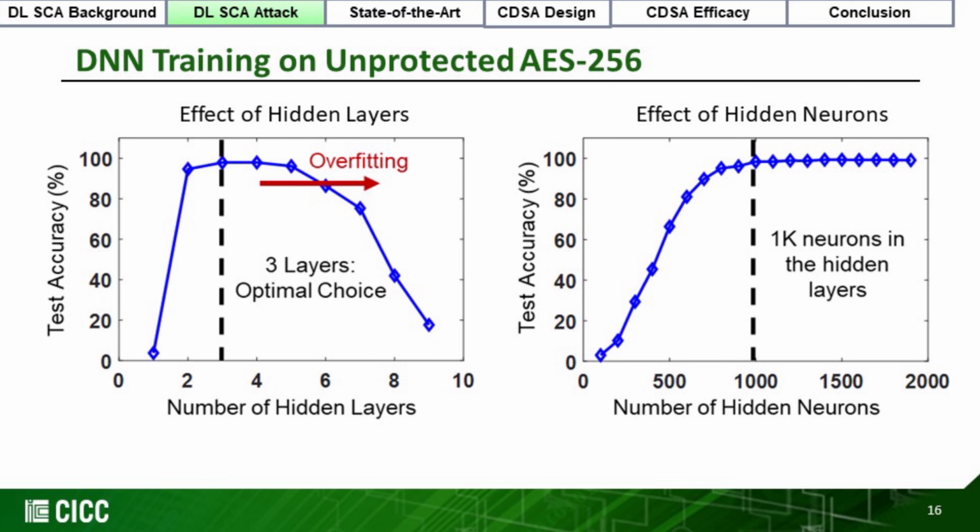The effect of hyperparameters, the number of hidden layers and the number of hidden neurons per layer, is shown here. We see that as the number of hidden layers is increased beyond 3, the DNN starts overfitting to the training data and hence the test accuracy reduces. Also, 1000 hidden neurons in each layer is the most optimal choice.